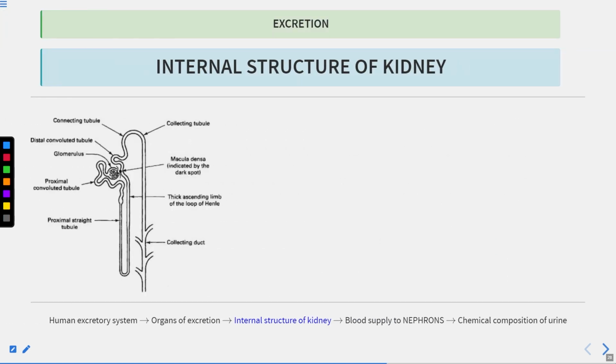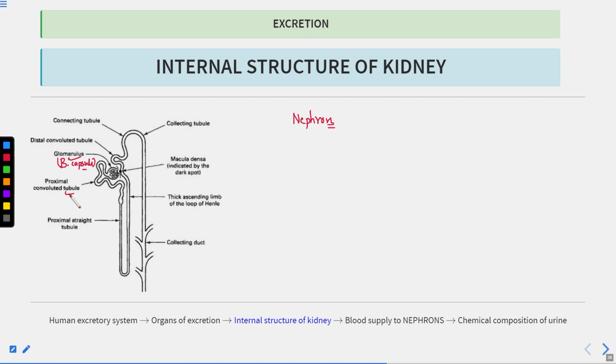Now here you can see the structure of the nephron. Here you can see the glomerulus, which is the network of capillaries. This is present in the Bowman's capsule, which is the cup-shaped structure. And this Bowman's capsule then extends into the proximal convoluted tubule, which is very convoluted.